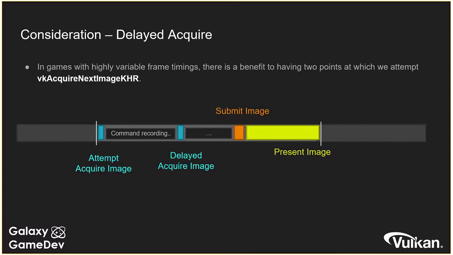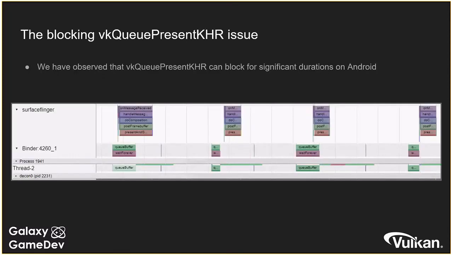We also have the option of attempting acquire early as well, and the idea there is that if we get the image early, we may be able to start encoding and preparing some Vulkan objects ahead of time, which can again smooth out our frame rates. And all of this becomes really important on mobile when we're targeting the absolute pinnacle of performance and user experience. To go into a bit more detail about the issue I mentioned with QueuePresent blocking, this is a systrace capture.